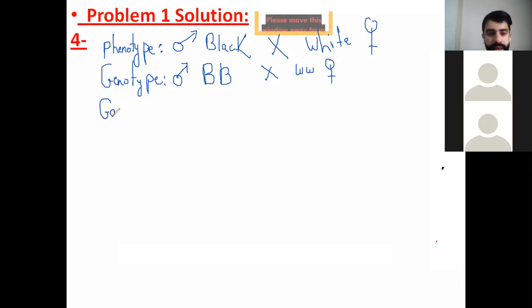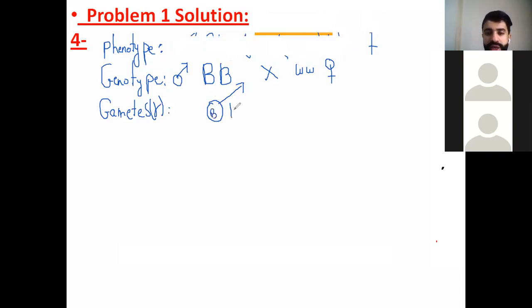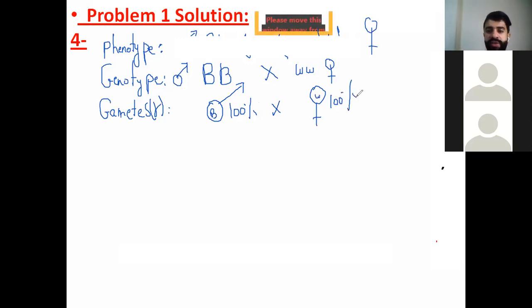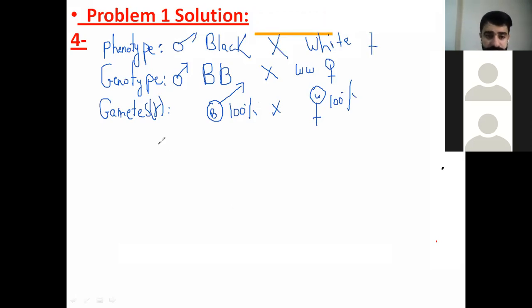Gametes. Here we have B capital, B capital. How many different types of gametes can we get? It's only one type, which is B capital. We put it with the symbol of the male, and here it is 100%. Crossed with WW, the WW gives 100% W. So here we finish the phenotype, then the genotype, then we move to the gametes, with the symbol gamma.